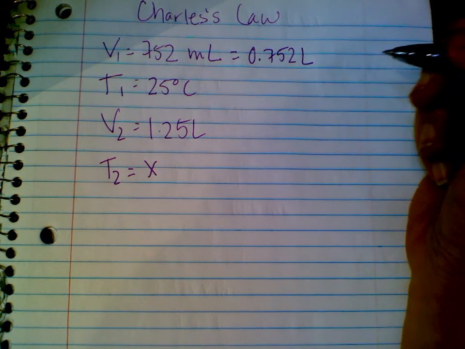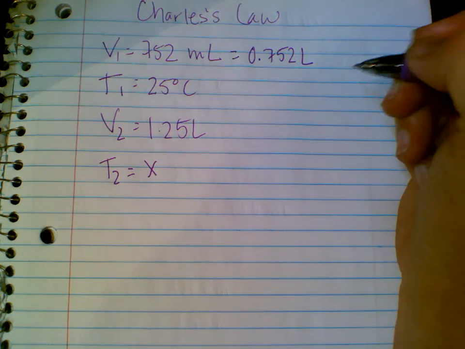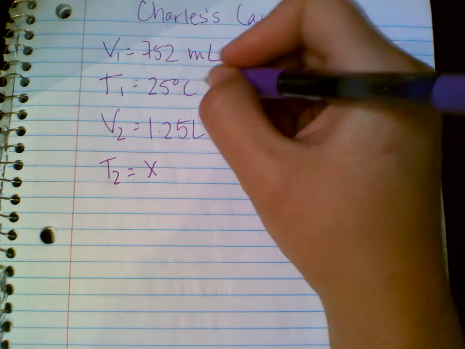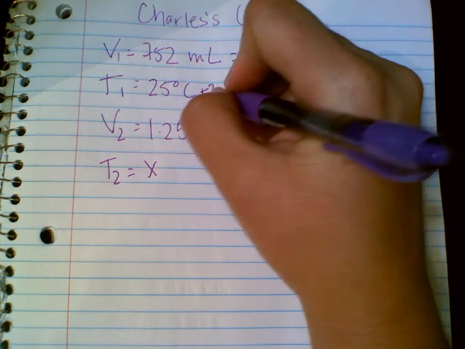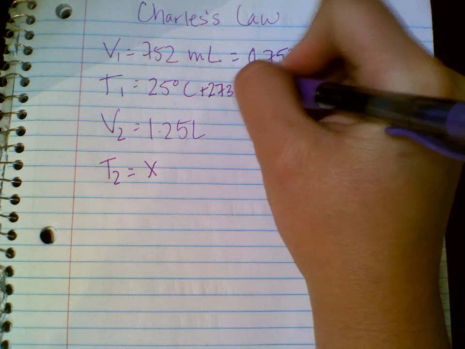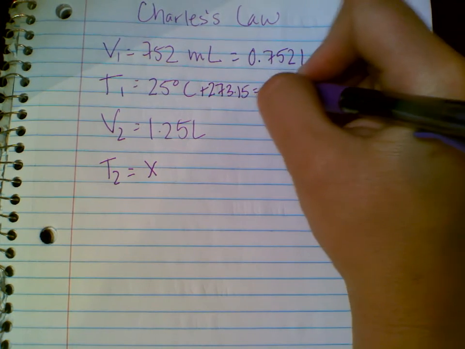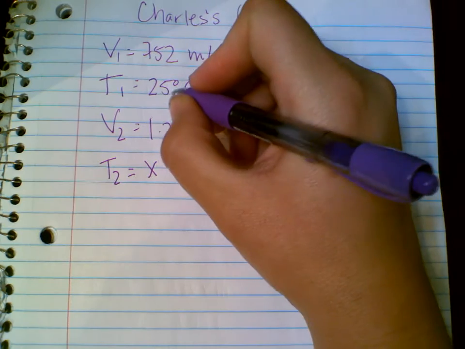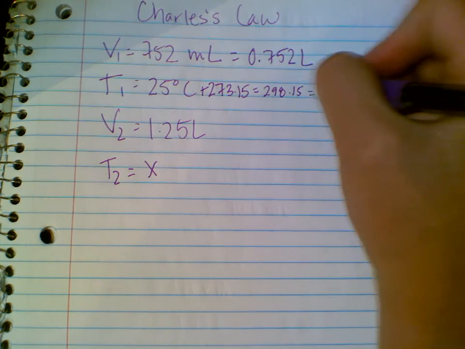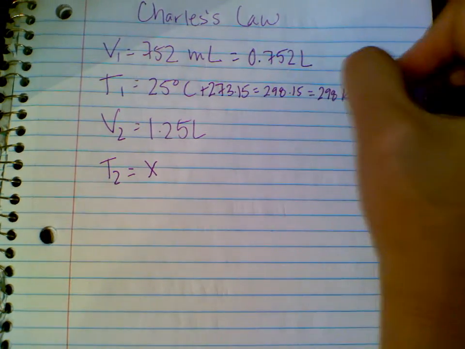But I have another problem. For all gas laws, temperature must be in Kelvin. So I need to take my 25 degrees Celsius and add 273.15. When I do that, I'm going to get 298.15, but I didn't have any decimal places on here, so I'm going to call it 298 Kelvin.